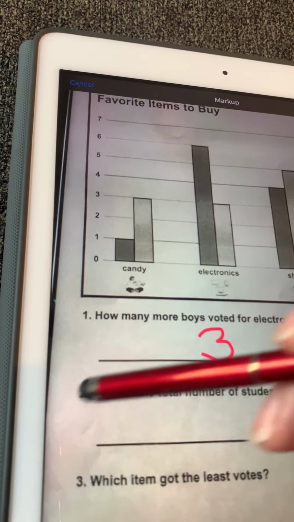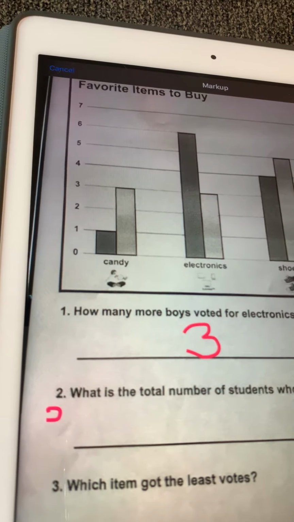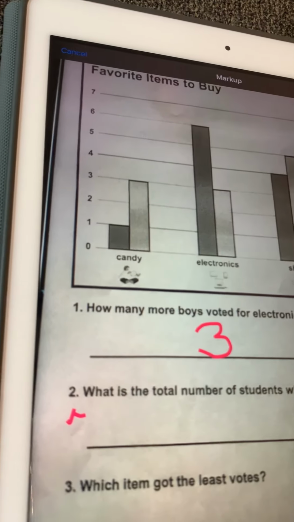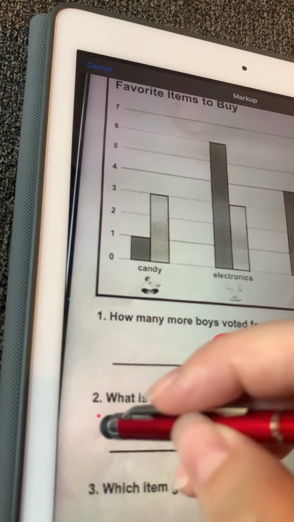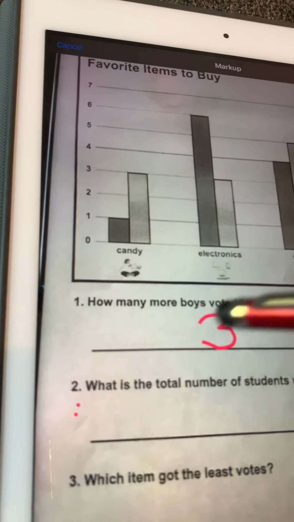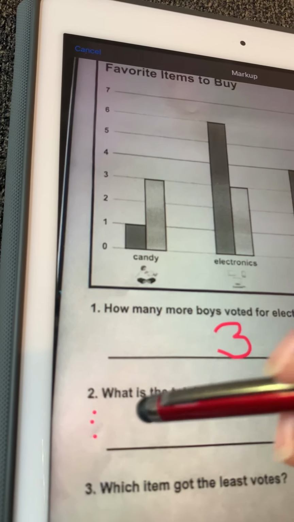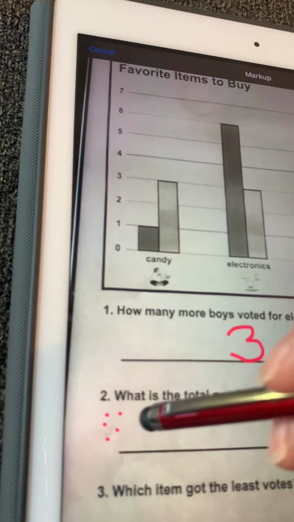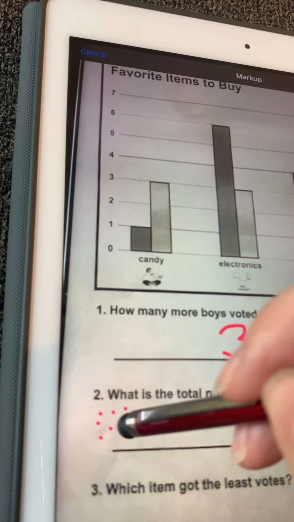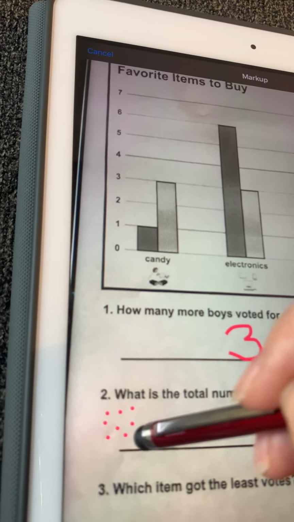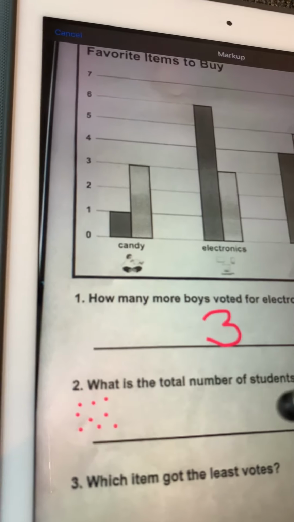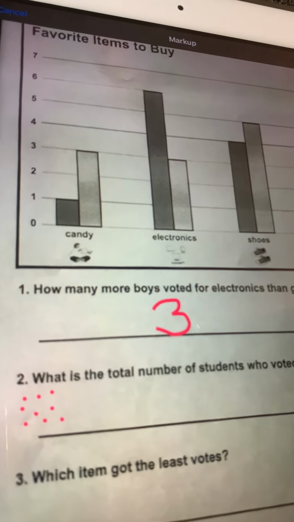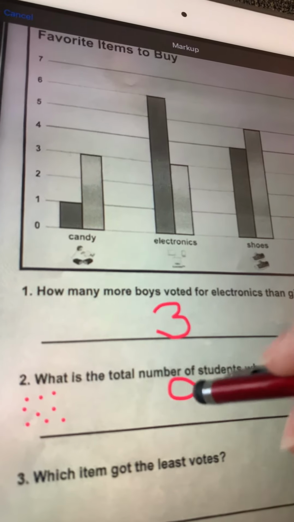But we can also make X's. Well, maybe. We can make dots, because that's easier for me to do on my iPad. So 1, 2, 3, 4, 5. So we have 5. Now we have to add 4 more. 6, 7, 8, 9. So Miss Tiffany made 9 dots. So that's your answer. What is the total number of students who voted for shoes? 9.